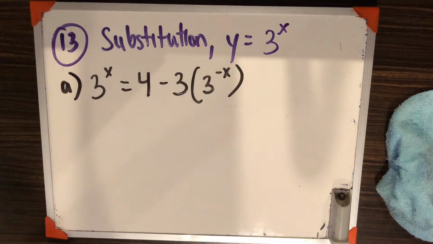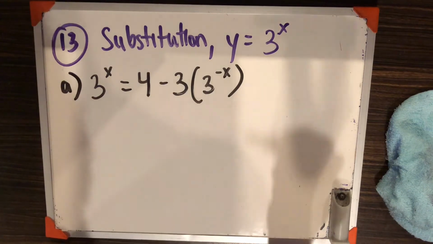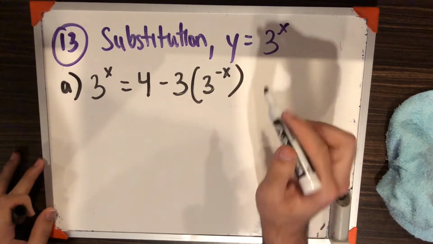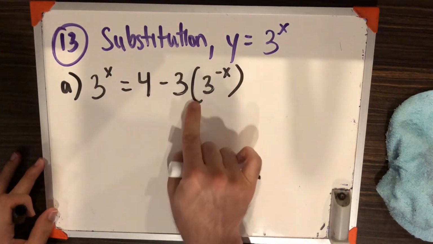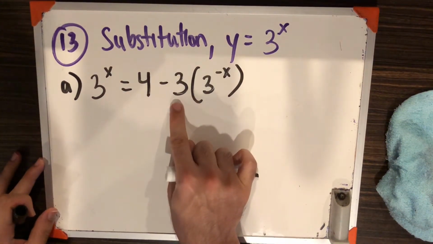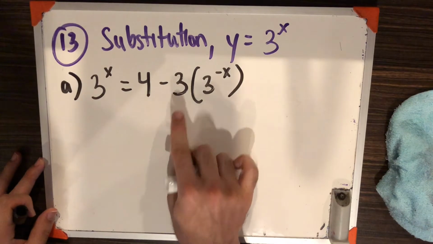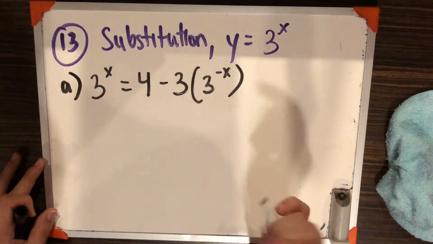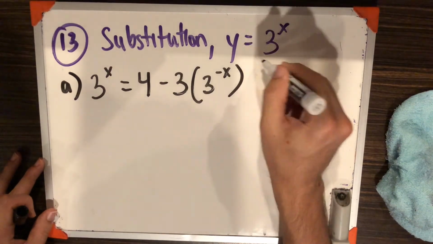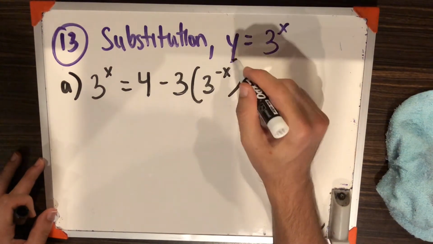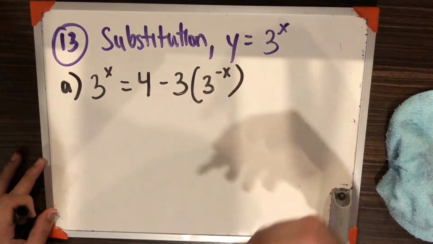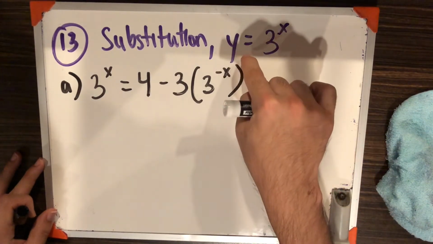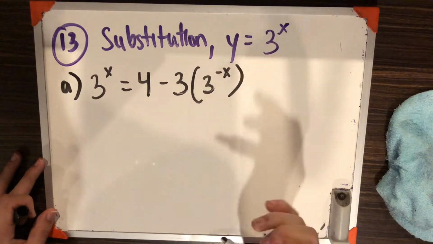Alright, number 13a. We're using substitution here. So what we're trying to say is y is equal to 3 to the x power. That's a way we can solve this equation to make it easier on yourself. Otherwise, it's a complicated problem if we're not using substitution. So whenever we see 3 to the power of x, we're going to replace it with y, and then make sure at the end you solve for x using the y that you just got.